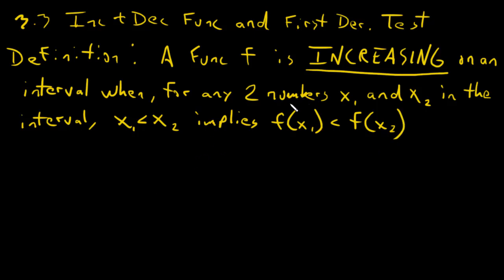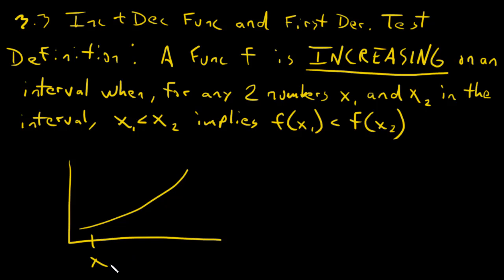Okay? And this actually makes a lot of sense once you break it down. So I've got some function, x1, x2. The function is increasing. It's going up. It has a positive slope when, for any 2 values, we'll call them x1, x2, that implies that f of x1 is less than f of x2. So the function f is increasing when for any two x's where the first x is less than the second x, the first y is less than the second y.